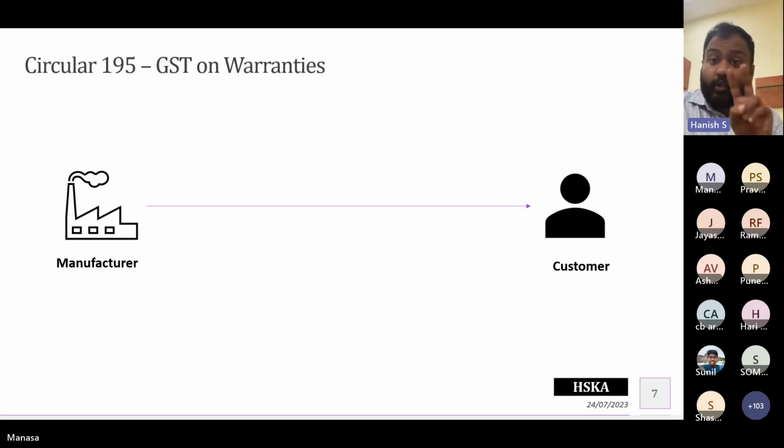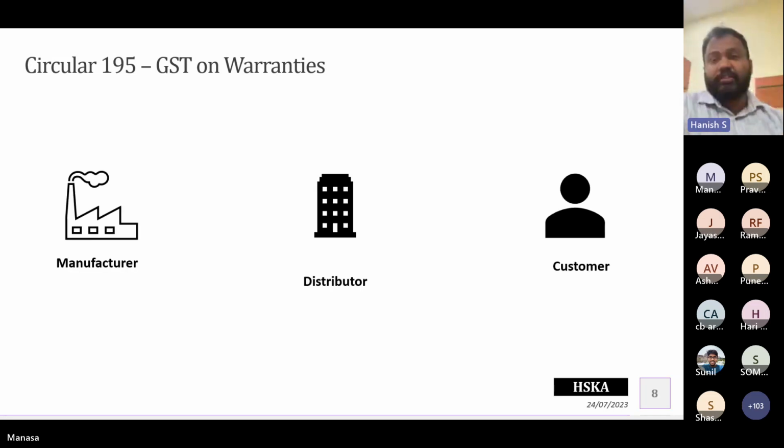So this is between two persons, manufacturer and the customer. They say no impact on GST. You freely give the part to him or the entire goods to him. No need to pay output tax. No need to reverse the input tax credit. Now let's look at the next situation slowly.